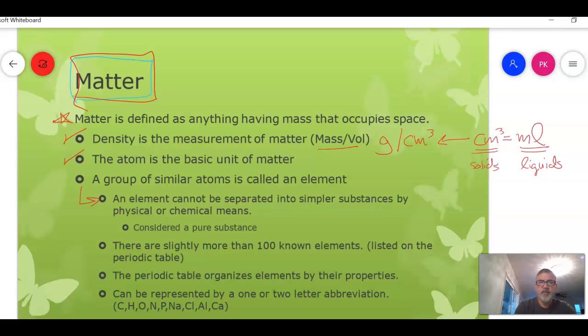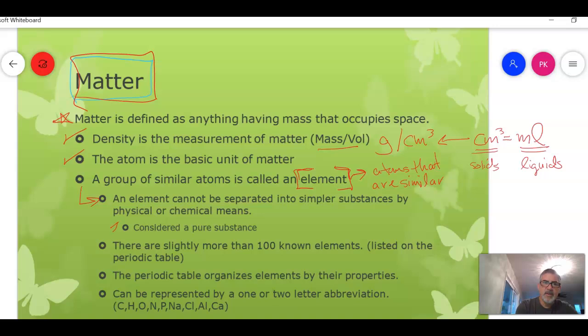So an element, so an atom, right? So atoms that are similar are called elements. Right? What we mean by similar is they don't have to be the same. So an element is atoms that are similar. So they have similar physical and chemical properties. They don't have to be the same, but they have to be similar. Right? So an element can't be separated into simpler substances by physical or chemical means.